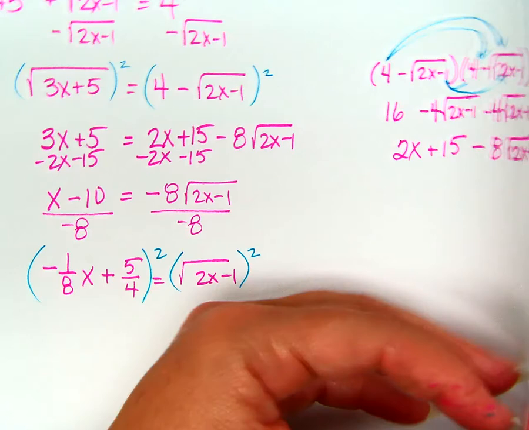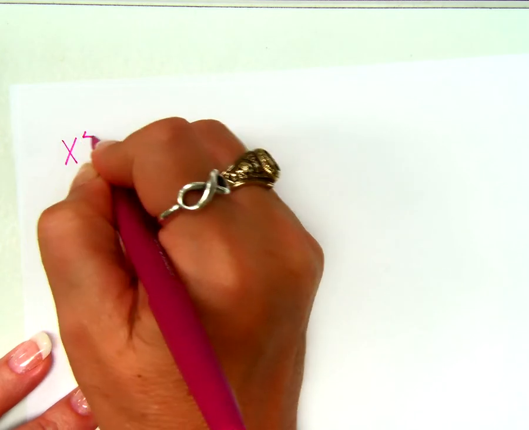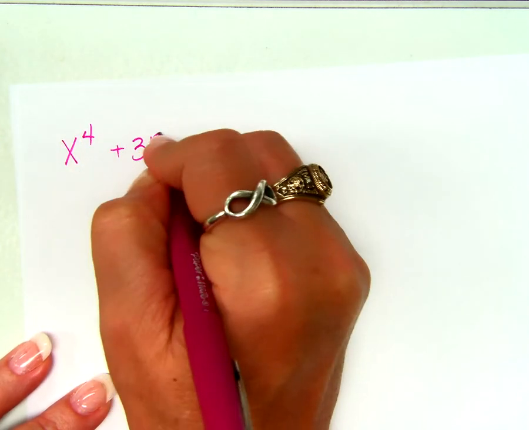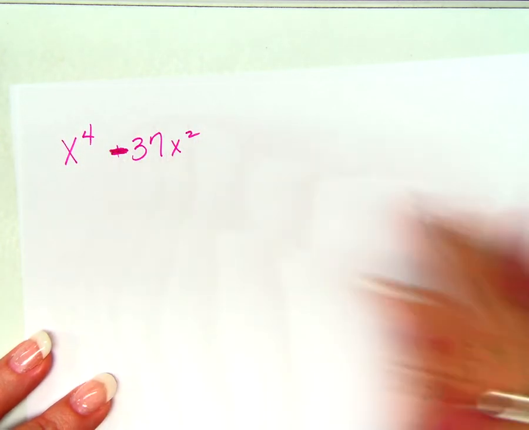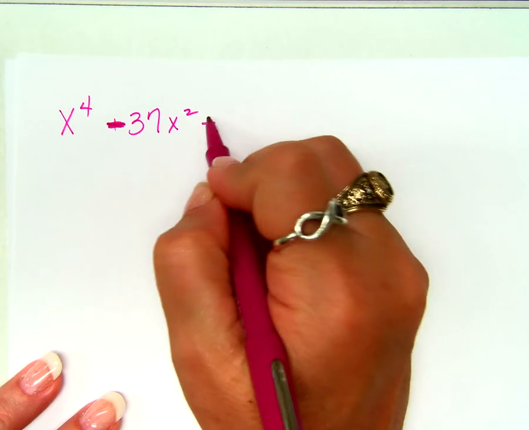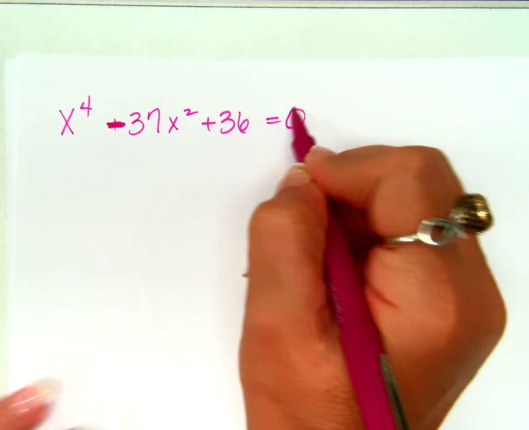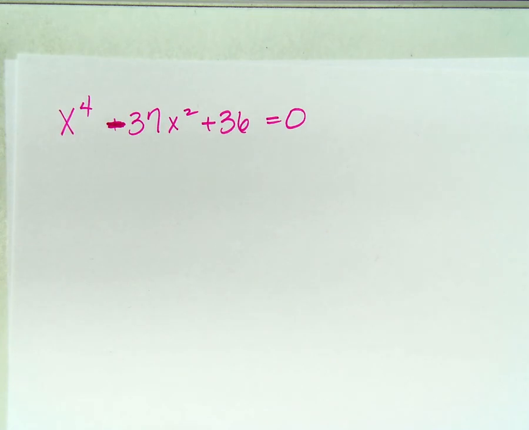What if it asks you to do this problem right here? x to the fourth plus 37x squared. I think I meant that to be minus 37, so I'm sorry about that. Plus 36 equals 0. What does that look like to you? Looks like a trinomial that you want to factor, doesn't it?